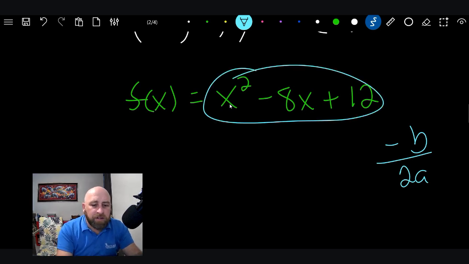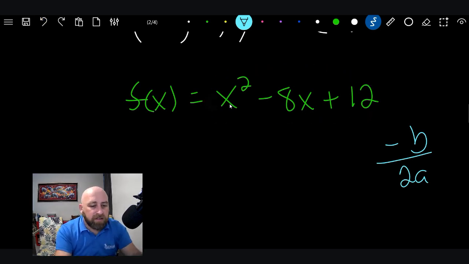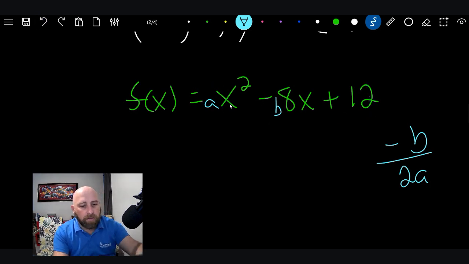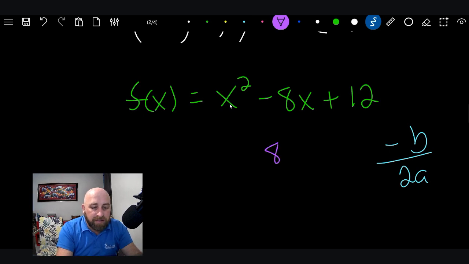Look, this is a quadratic, okay? So this is our a, this is our b, and this is our c, right? Okay, a, b, c. So you should remember that from quadratics. So our -b, that's going to be a -8. So that's actually going to come out to a +8 over 2a.